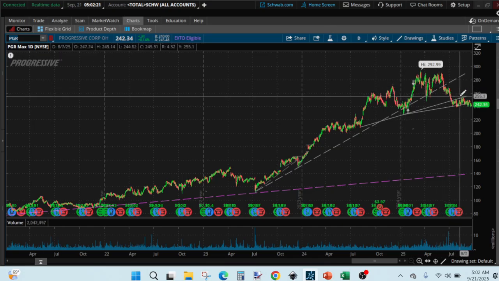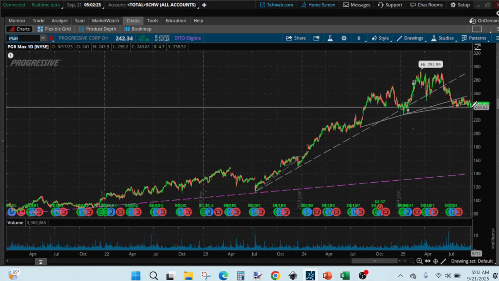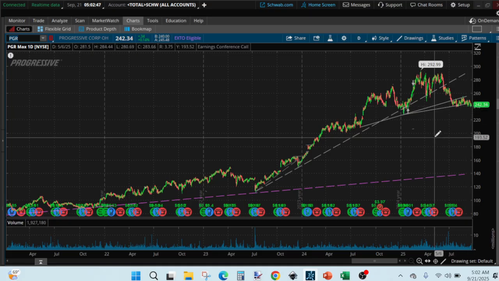So PGR, on Friday the market closed on the positive side, meaning the ending day price was higher than the morning price. So the bar is green and the price is highlighted in green as well. At the end of the day, the price was higher than the price in the morning when the market opened.